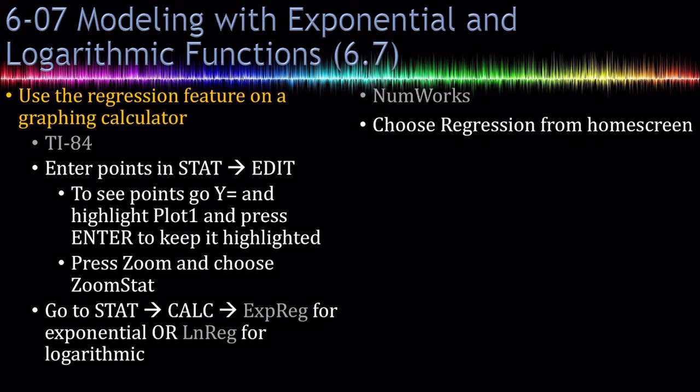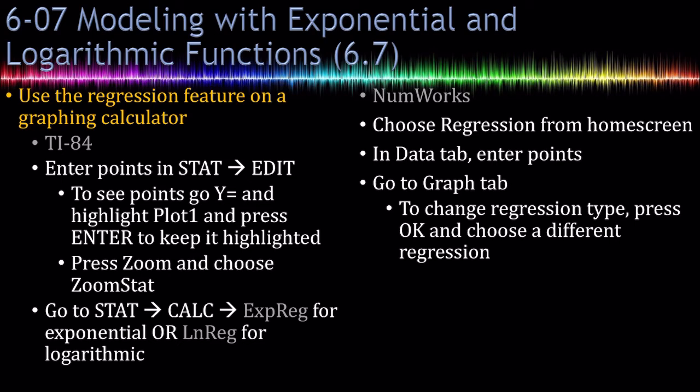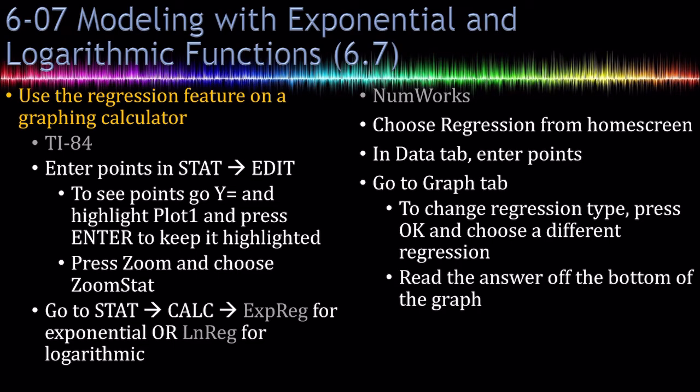The NumWorks calculator, choose regression in the home screen. Data tab, enter your points. Go to the graph tab. You'll see the graph, you'll see the points, you'll see the regression. If it has the wrong regression, press OK and choose a different regression, and then the answer is just at the bottom of the graph.